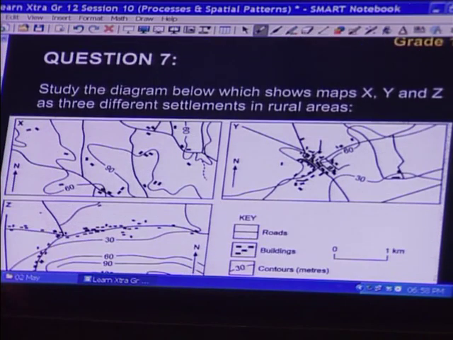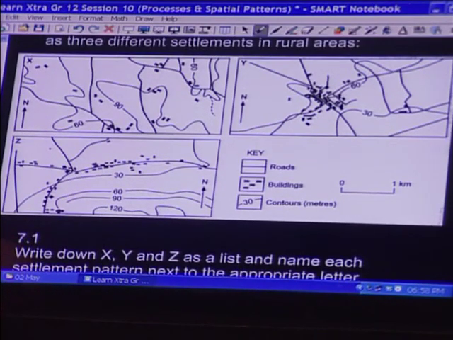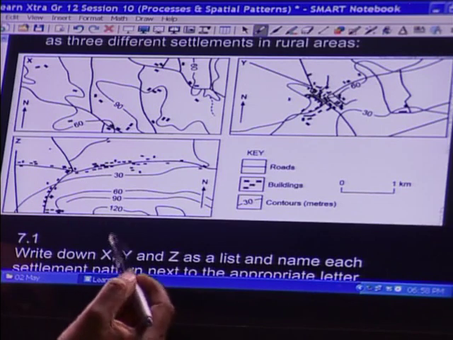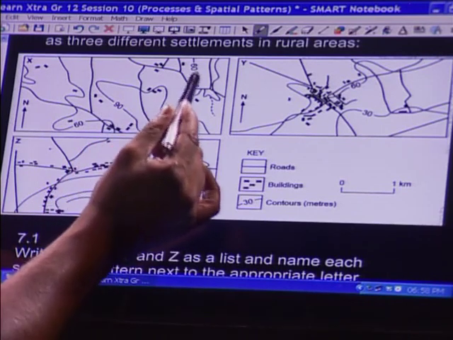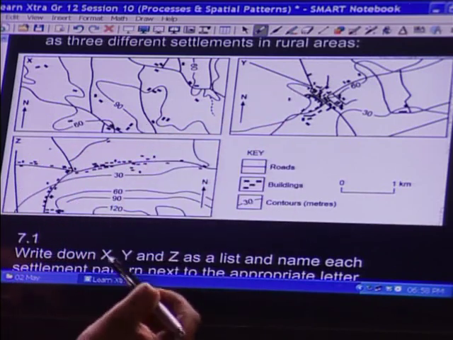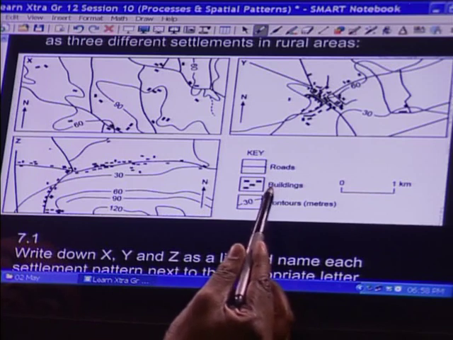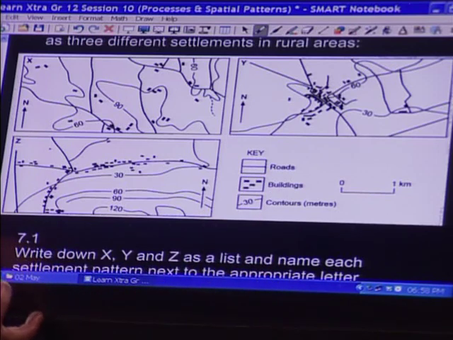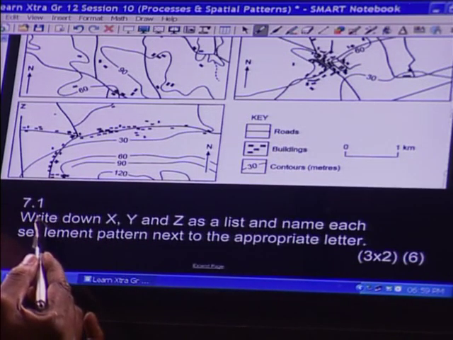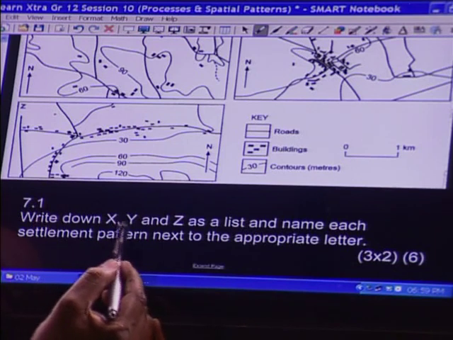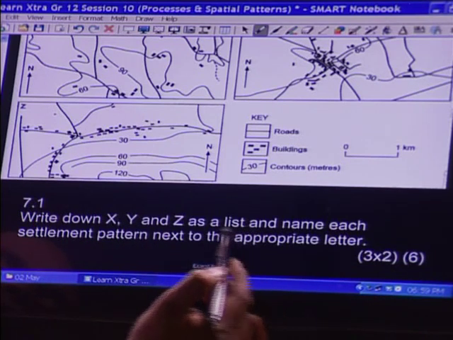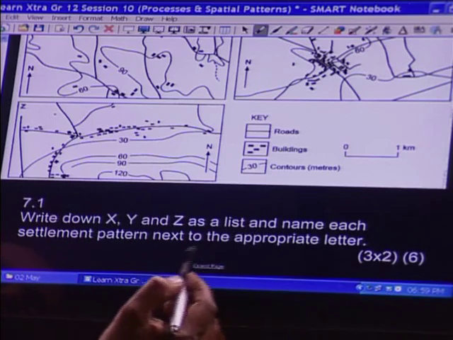Question 7. Study the diagram below, which shows maps of X, Y, and Z as 3 different settlements in rural areas. A slightly more complicated diagram which suggests to you different contour lines with heights, as well as a key which suggests to you the location of roads and buildings. Let's look at the types of questions asked. 7.1. Write down X, Y, and Z as a list and name each settlement pattern next to the appropriate letter.